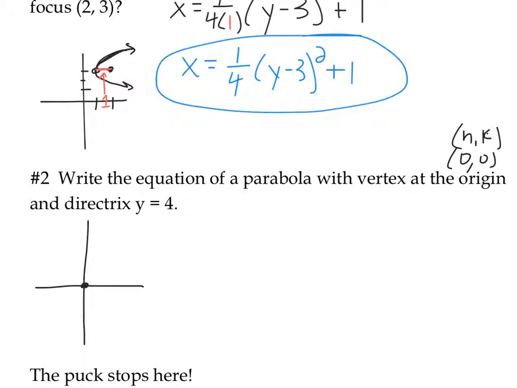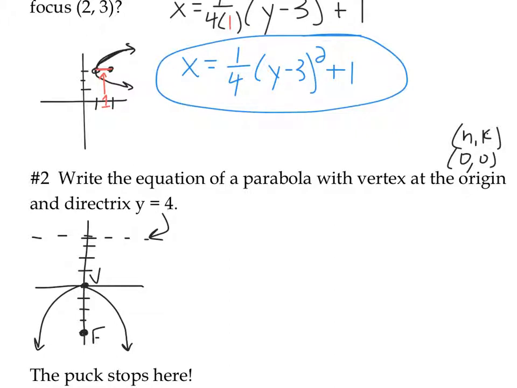So 0, 0 is our vertex. Directrix at y equals 4, that's a line like this. That's the directrix, y equals 4. So the focus would then be the same distance on the other side of the vertex. There's our focus. This is the vertex, this is the focus. So we know our graph's going to do this and open down.